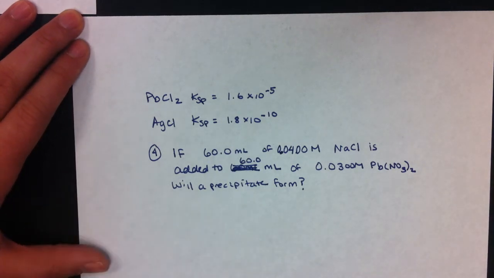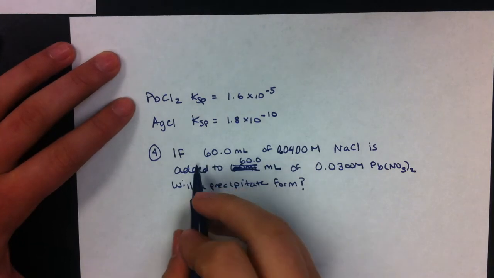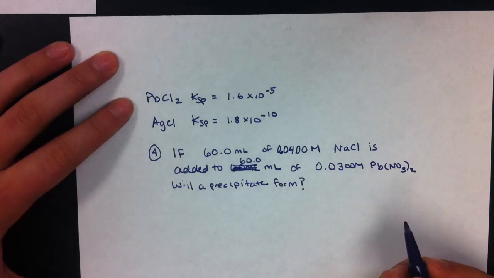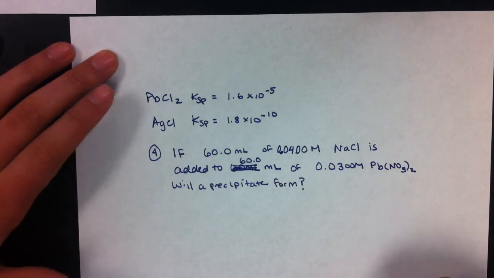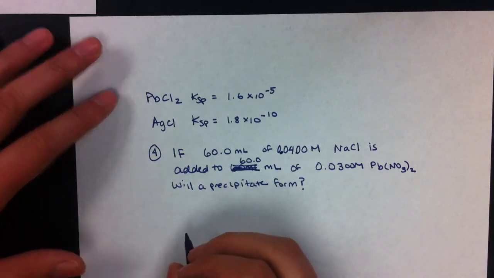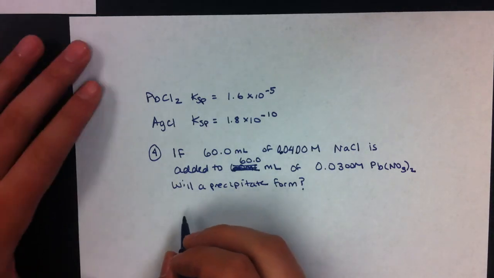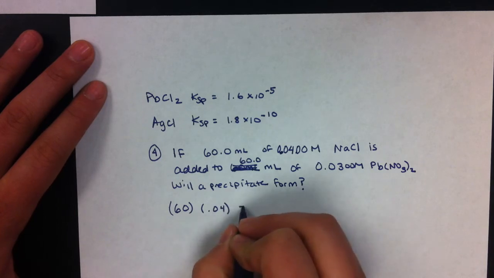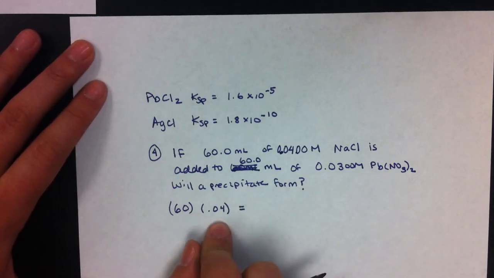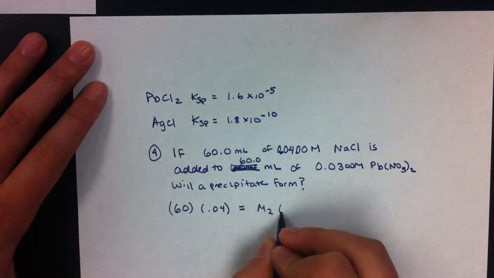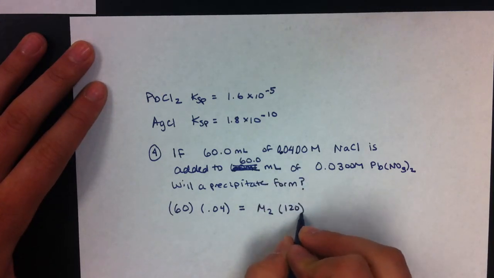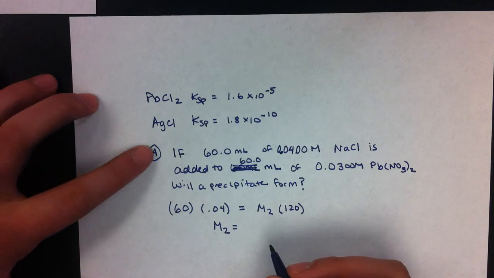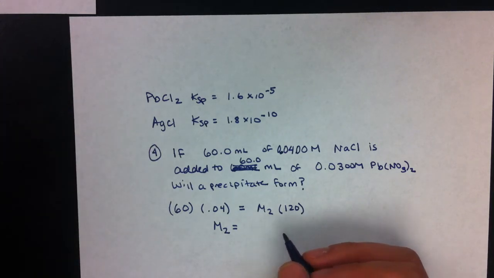Okay, the first part of the second half is we have some milliliters of a molarity NaCl, and that's added to some milliliters of a different molarity of the PbNO3. So the first thing that we know happens when we put these two things in the beaker is it gets diluted. So I like to use the M1V1 equation: 60 times 0.04 equals, that's the volume times the molarity, equals the new molarity we don't know times the new volume, which is 120.